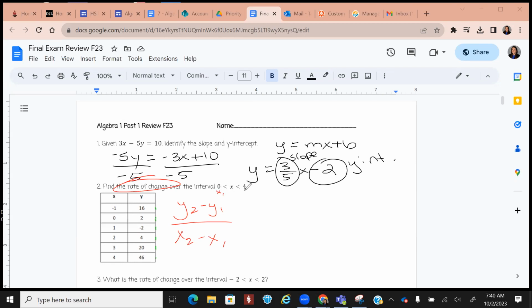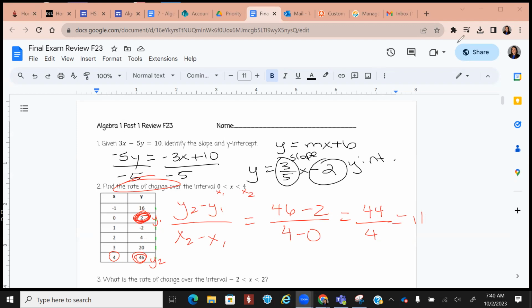So 0 is going to be my x1, and 4 is going to be my x2. And then we're going to look at what is the y value. Well, when x is 0, my y is 2. So that's going to be my y1. And then when x is 4, my y2 is going to be 46. So now I'm going to substitute in 46 minus 2 over 4 minus 0. So that's going to give me 44 divided by 4, which is going to give me 11.